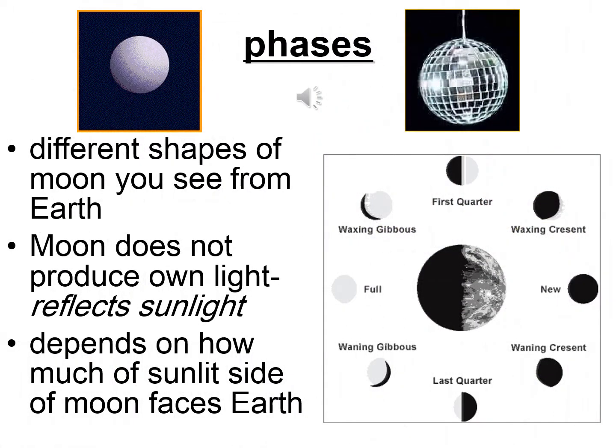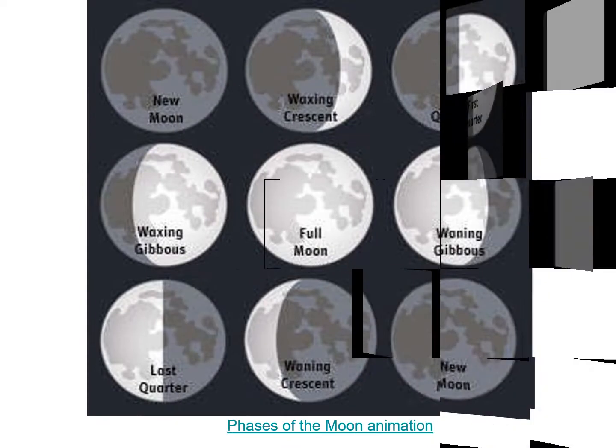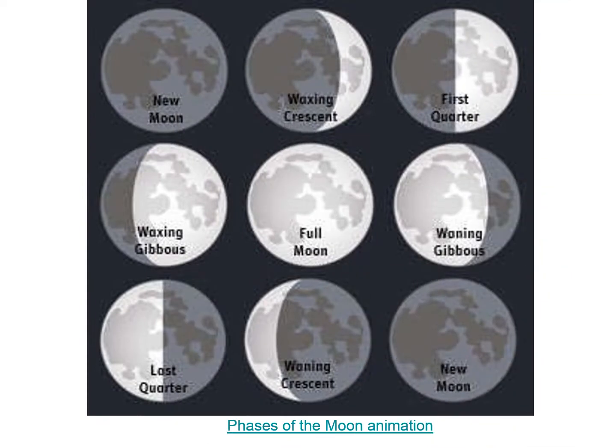Now we will talk about the best part of this lesson, the moon phases. We can see different shapes of the moon through the month. And we said before, the moon doesn't produce its own light, but it reflects the sunlight. The phases depend on how much of the sunlit side of the moon faces Earth. The first phase is the new moon. New moon, we can't see it in the sky. That is at the end of the month.